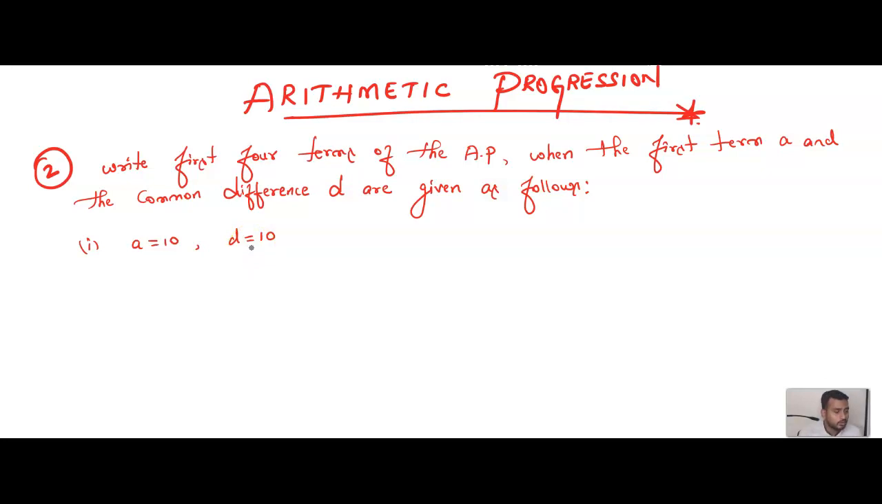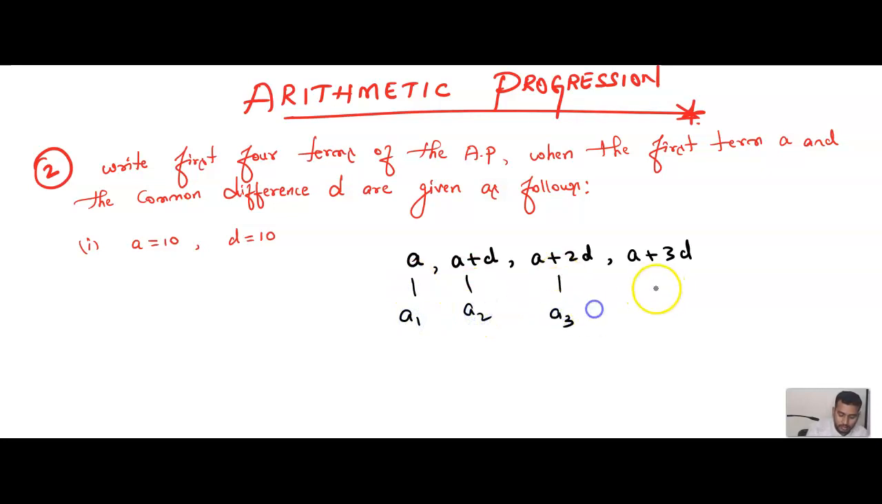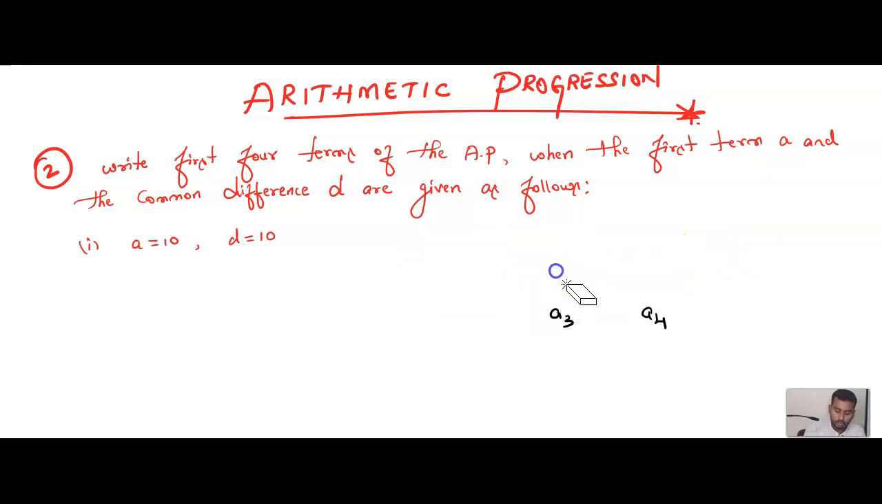I hope you all know the standard form of an AP, right? So what is the standard form of an AP? The first term is A, the second term is A plus D, the third term is A plus 2D, the fourth term is A plus 3D, and it goes on. Correct, children? So we need to find the values of the first 4 terms, meaning A1, A2, A3 and A4. Let me continue this problem.